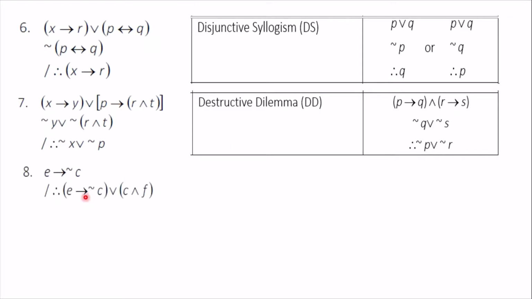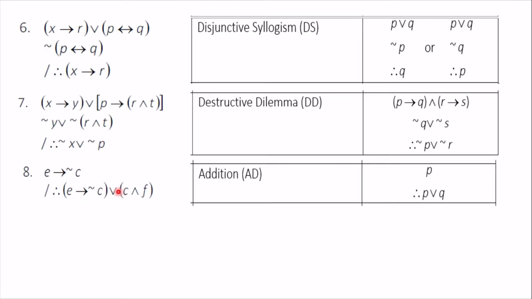Number 8. How about if we have only this? One premise and it is a conditional statement. At tapos yung conclusion natin, we come up with additional statement. Okay, again, we can always add any statement as long as we use disjunction. At anong tawag natin doon? That is addition. Okay? You can add any statement as long as you'll use disjunction symbol.